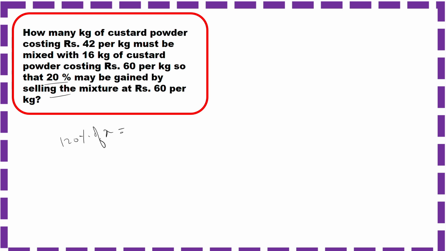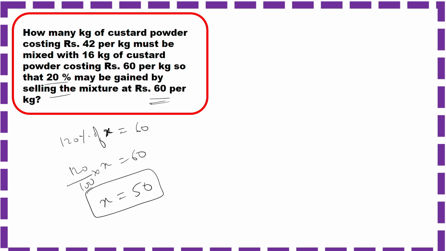120% of x is equal to, here what is x? X is the cost price, right? 120% of some cost price is equal to 60 rupees. So 120 by 100 into x will be equal to 60, and calculating x, we will get 50, right? 50 rupees. Now take this 42 in the first case and 60 in the second case. What is the mean? Mean is 50. Subtract, we'll get 10 and 8, and if we simplify, I will be getting the ratio as 5 and 4.